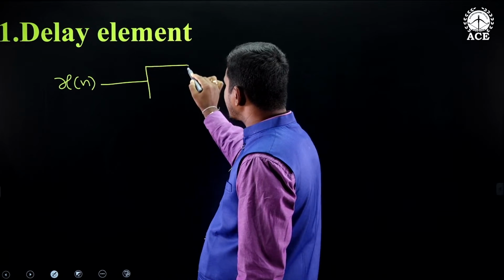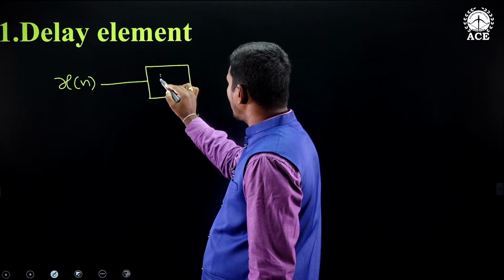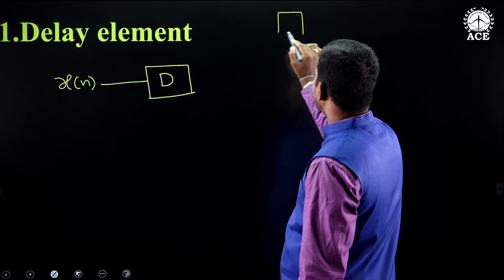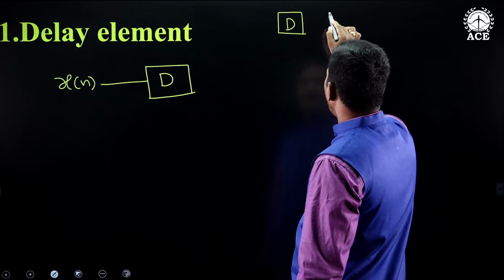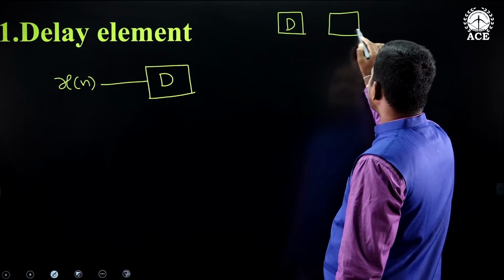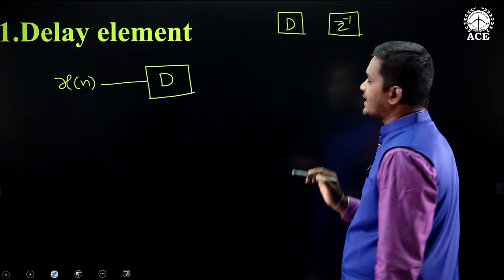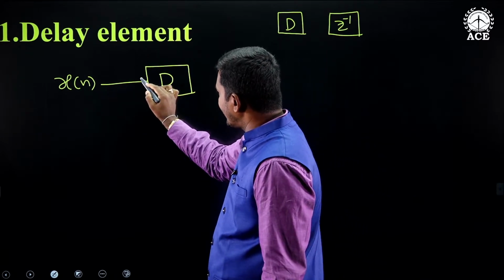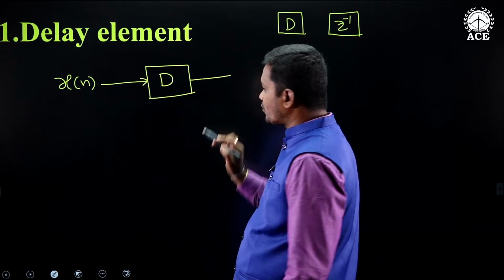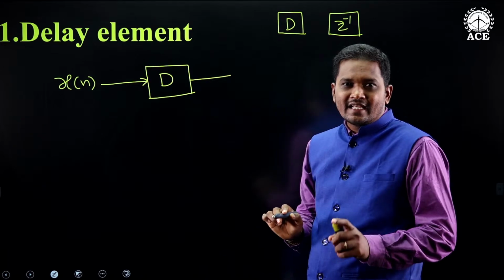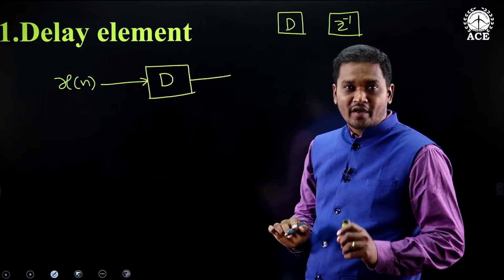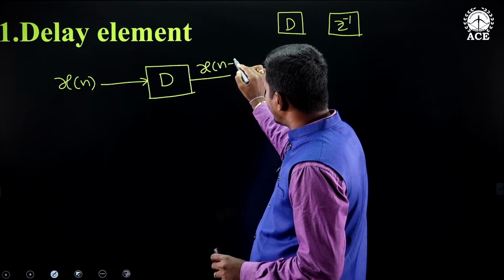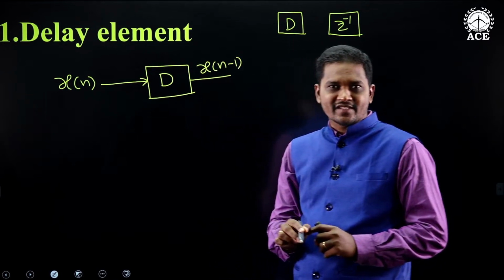A delay element is represented by the block like this, capital D, or you can also represent the delay element by using z inverse like this. Two ways you can represent. So if I give x of n to a delay element D, what is the output? The name itself says it is delaying the input signal by 1 unit. So what is the output? You will get x of n minus 1.